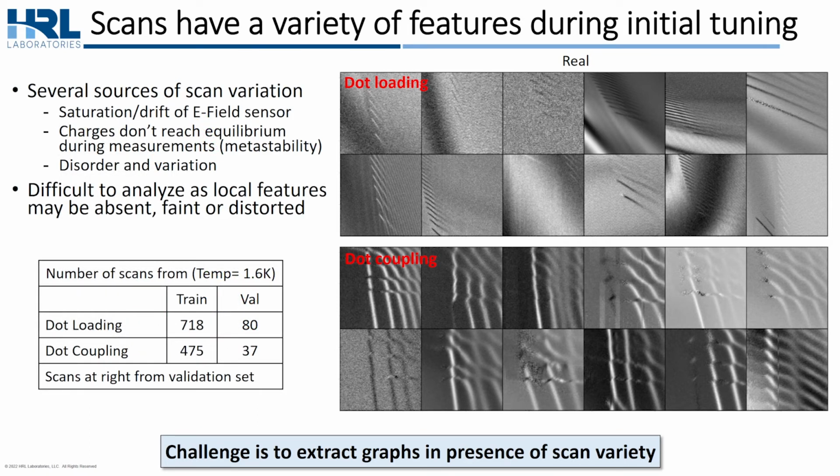And there's several sources of variation in these scans. One, as I pointed out earlier, can be saturation or drift in our electric field sensor. That's actually very visible in several of the scans, in the high contrast where it goes from white to dark. This also causes features to wash out or sometimes low signal to noise. We also have an issue where, if we don't know the coupling rates or the tunnel rates at all, our array won't reach equilibrium during the time which we're taking the measurement. And this kind of washes out some features, maybe shown a little bit in some of the scans on the lower right. And then there's also some natural disorder and variation that's present in a lot of the scans as well.